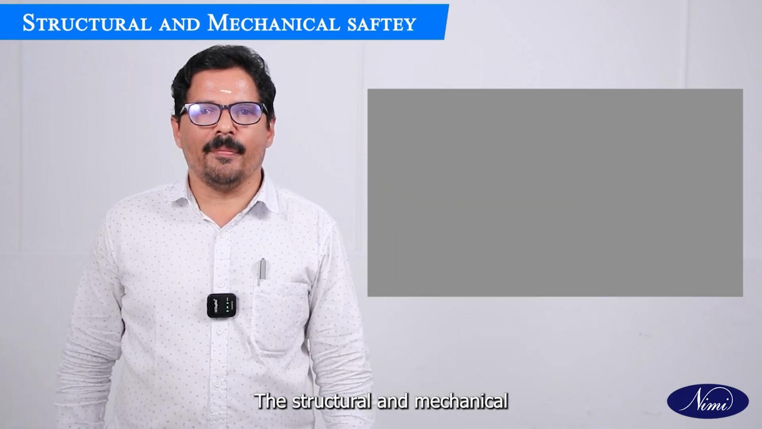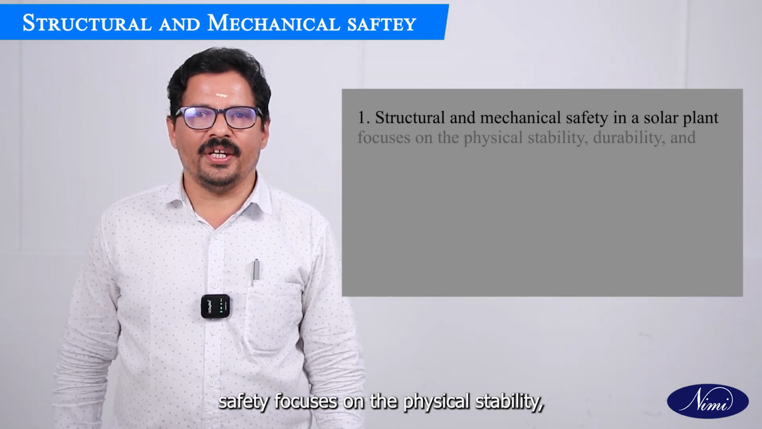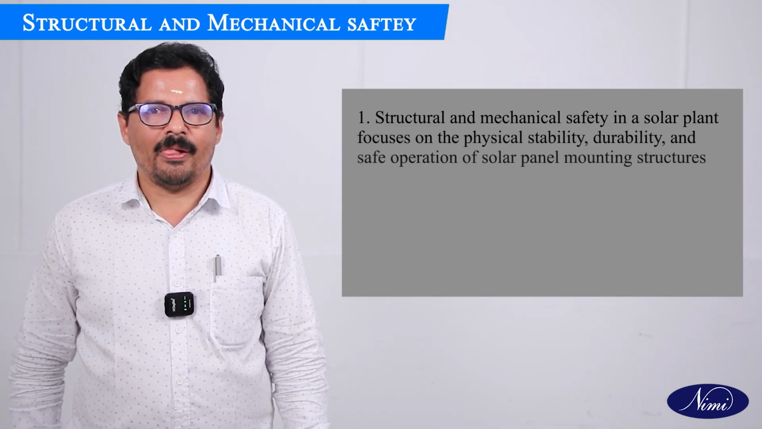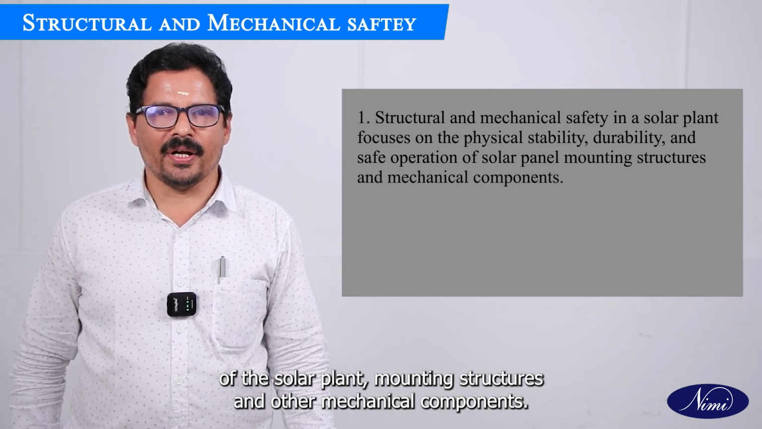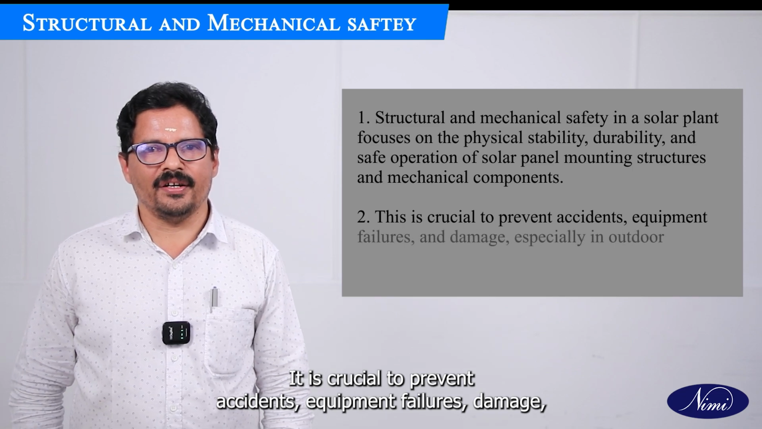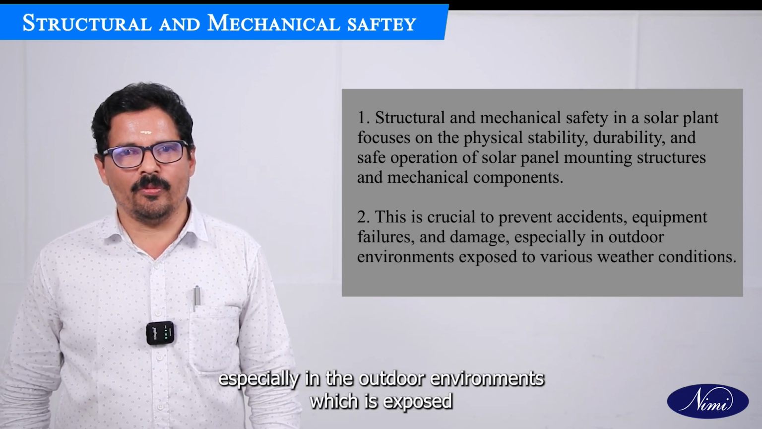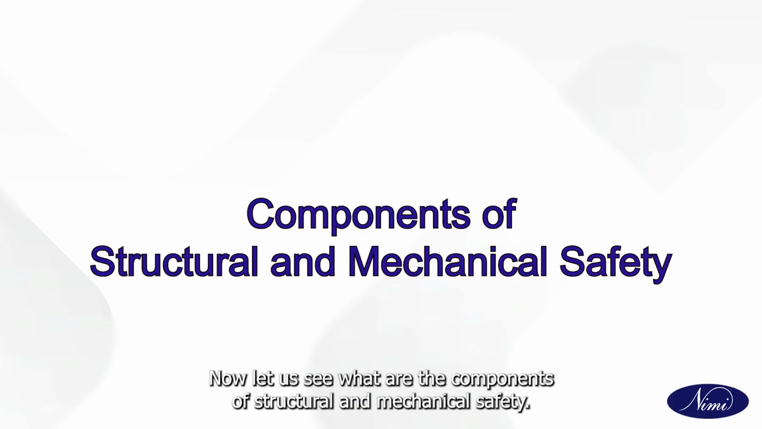Structural and mechanical safety focuses on the physical stability, durability and safe operational condition of the solar plant mounting structures and other mechanical components. It is crucial to prevent accidents, equipment failures and damage, especially in outdoor environments which are exposed to various weather conditions. Now let us see what the components of structural and mechanical safety are.